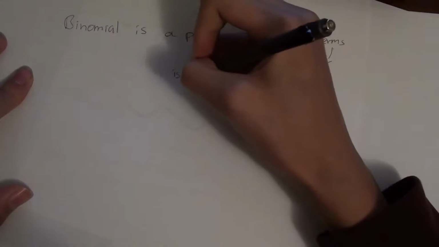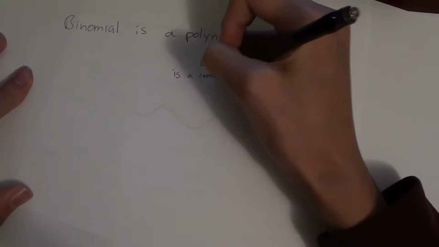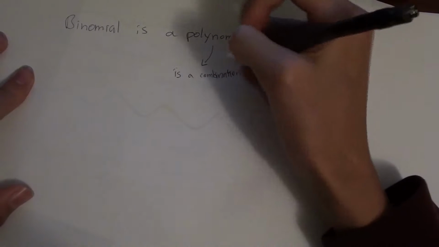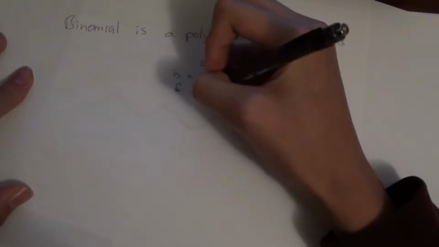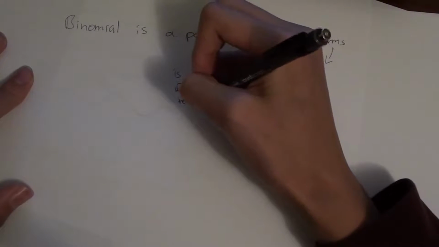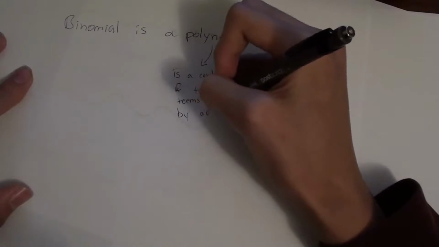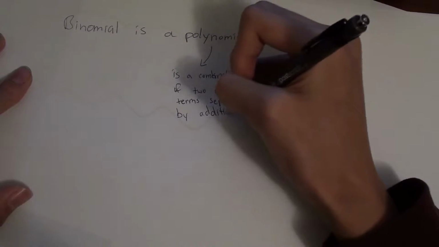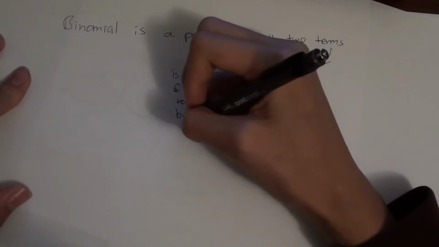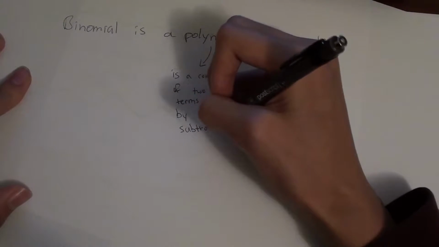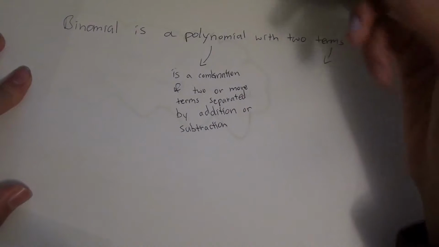A polynomial is a combination of two or more terms separated by addition or subtraction. Alright, and what is a term?